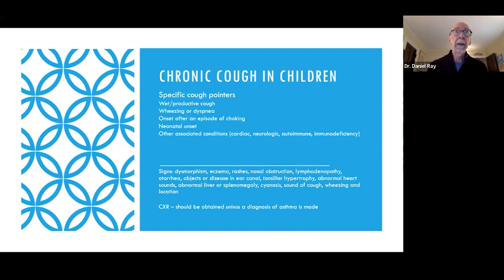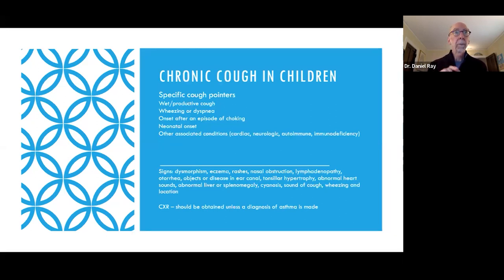Coughs that occur in the neonate, and particularly ones that are associated with other conditions, are managed differently than coughs in otherwise healthy children. So signs in these very young children, infants, would be dysmorphism, eczema, rashes, obstruction of the nasal cavities, lymphadenopathy, drainage from the ears, or even things in the ear. Kids will do that. If you're looking back in the throat and they have massive tonsils, if they have abnormal heart sounds, splenomegaly on exam, if they're cyanotic, we talked about the different sounds in coughing, wheezing, and if the wheezing is focal.